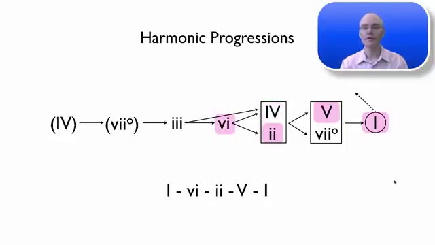And of course, a very reduced version of the circle of fifths progression. 1 going to 6, going to 2, going to 5, going to 1. And anybody who's ever played 50s pop tunes knows that this is a very important harmonic progression for that era. And it also can be found in classical music. The texture and the style is completely different, but the progression is nonetheless frequently there.